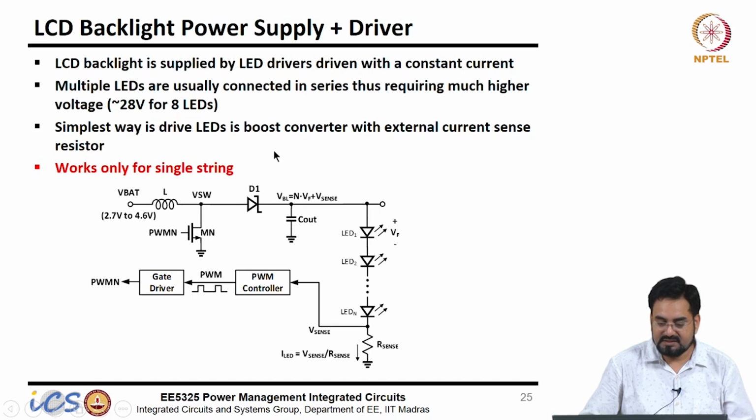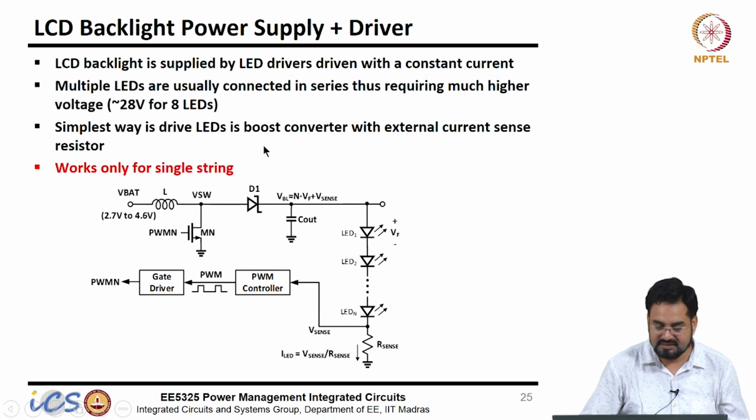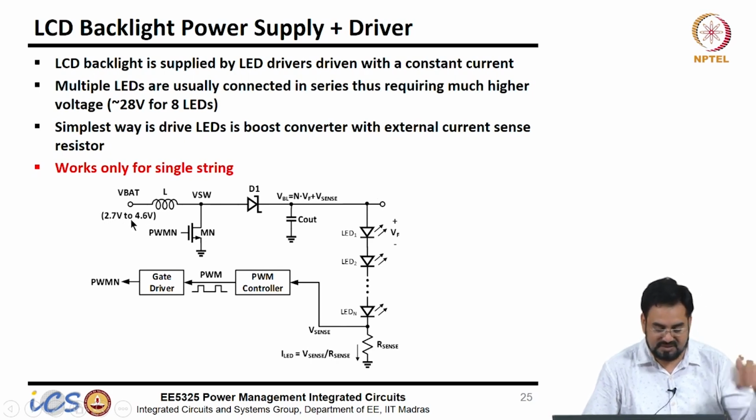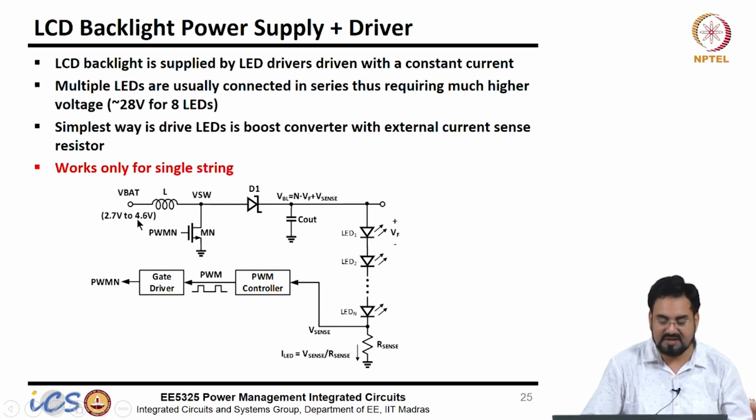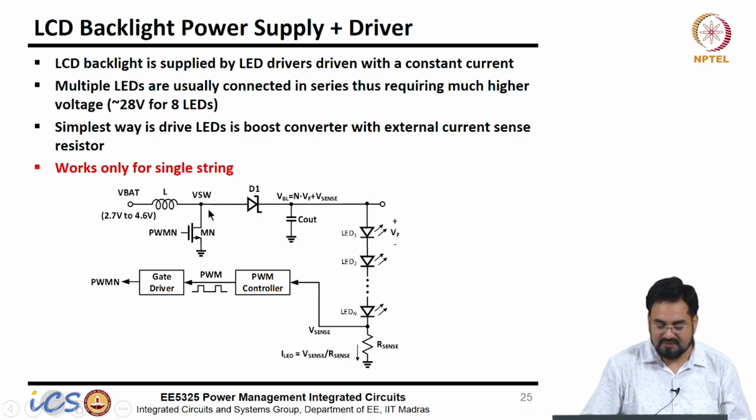So, backlight is basically supplied by this boost converter. We know that we need to boost this voltage. Let us say each LED has roughly more than 3 volts. So, 8 LEDs may require roughly 28 to 30 volt, and in order to get this 28 to 30 volt from battery voltage, which is 2.7 to 4.6 volt, we need to boost it. It looks like you are boosting more than 5 times here, even for the higher maximum voltage. When you go to 2.7 volt, that will be even higher.